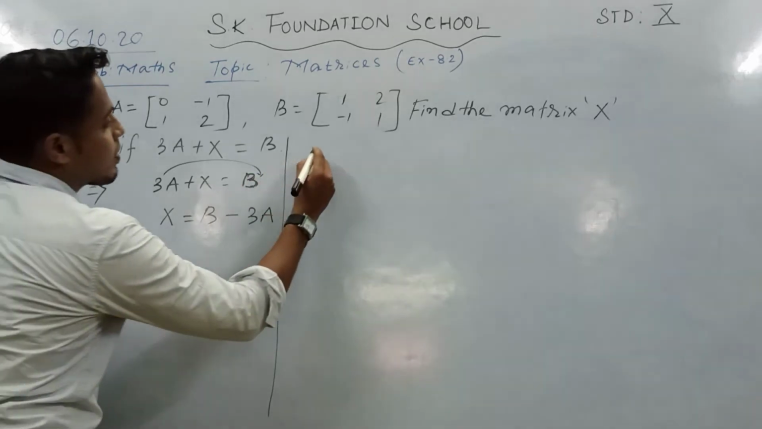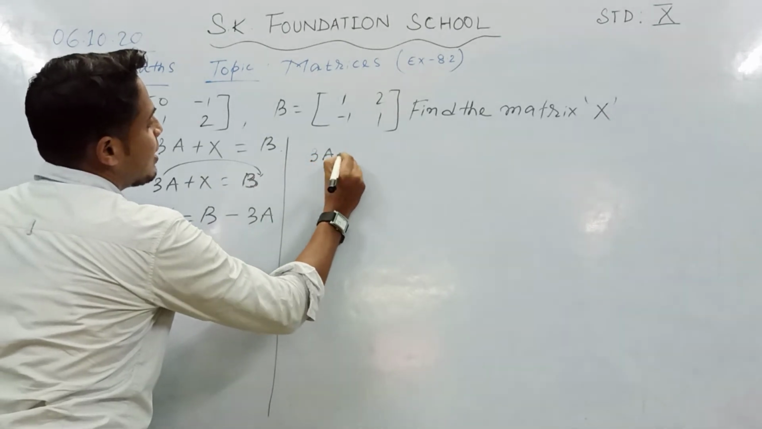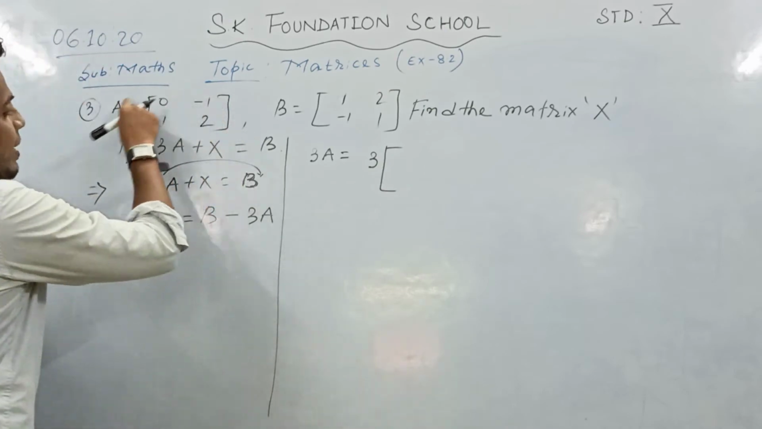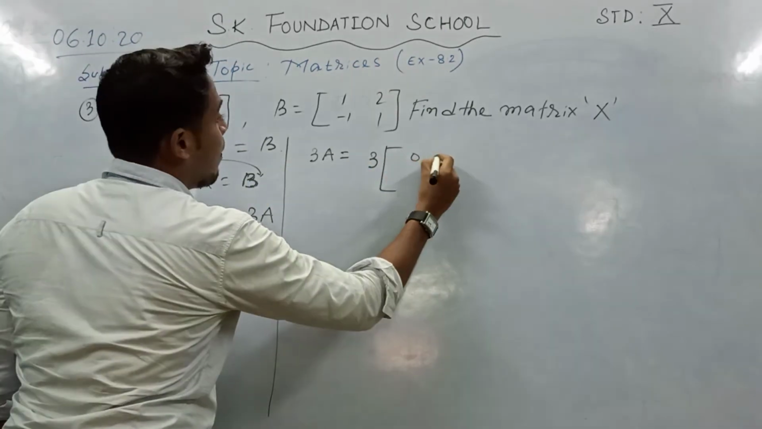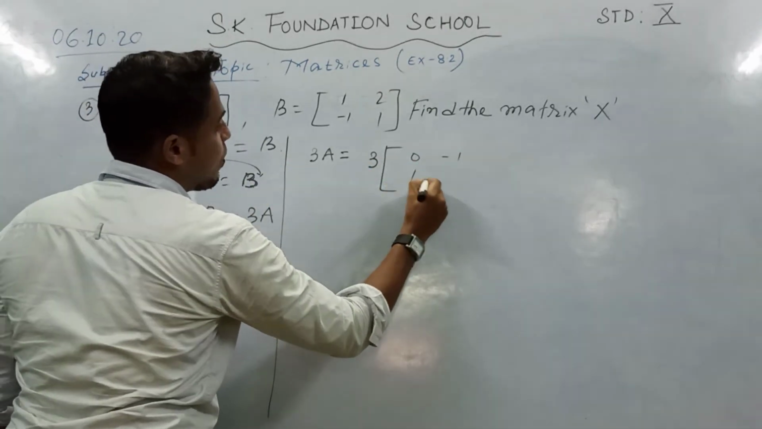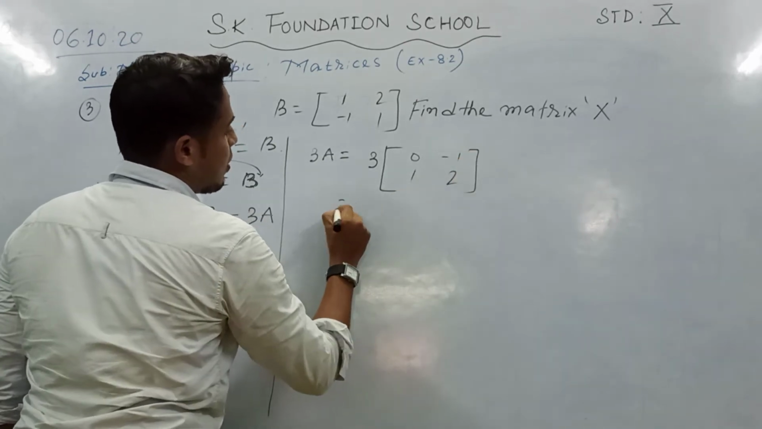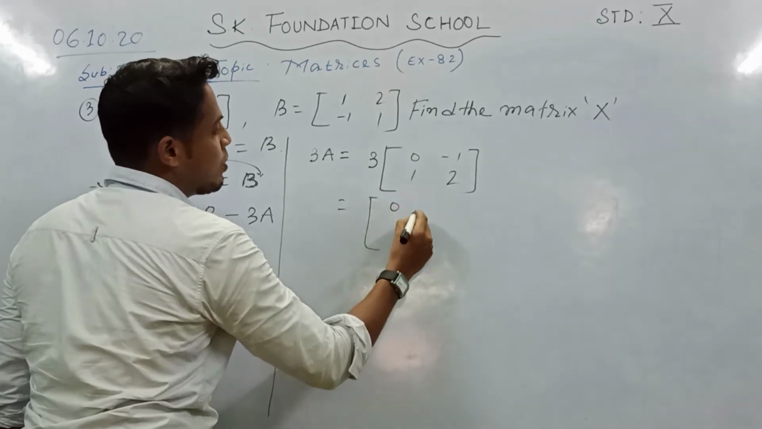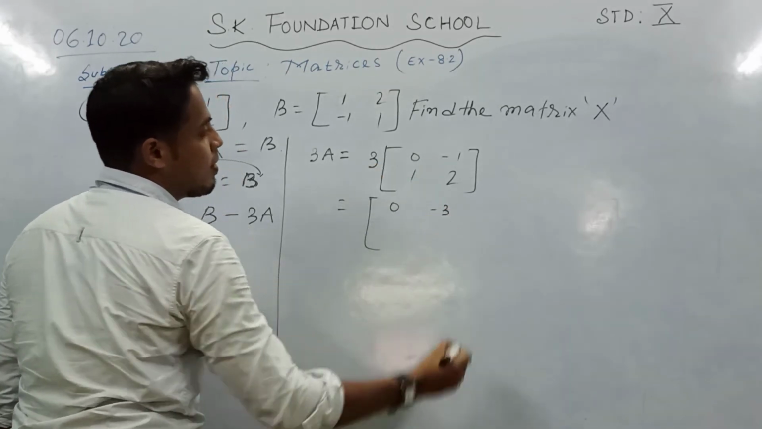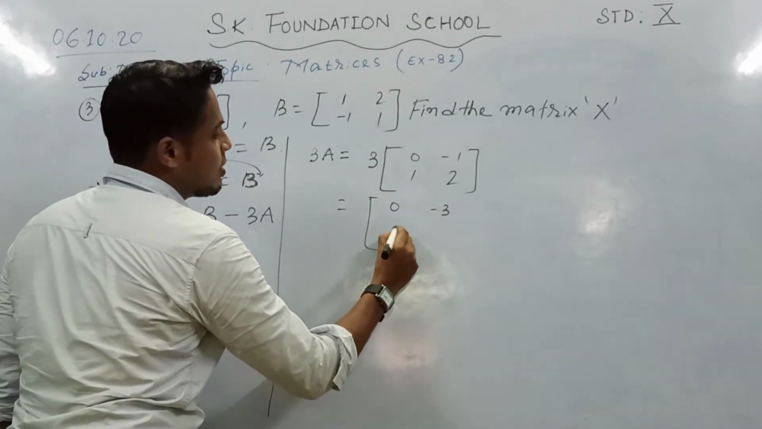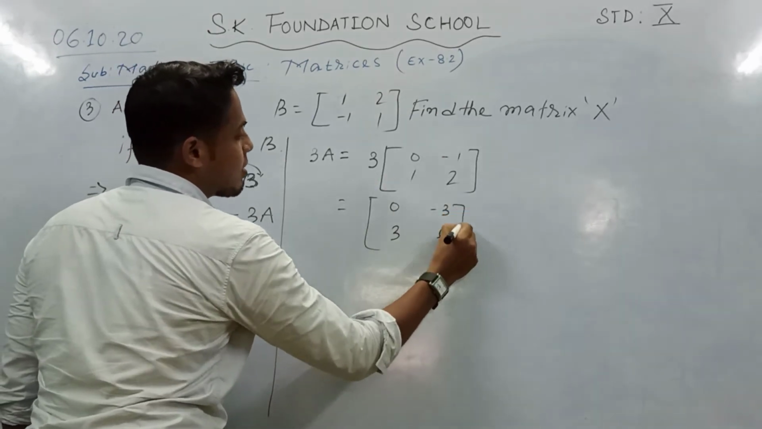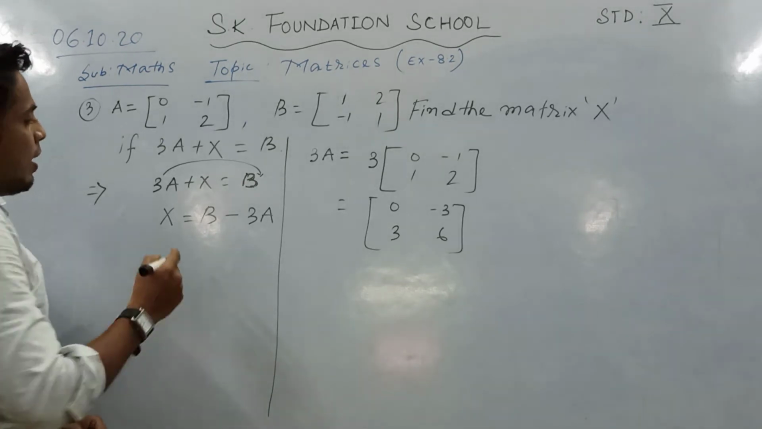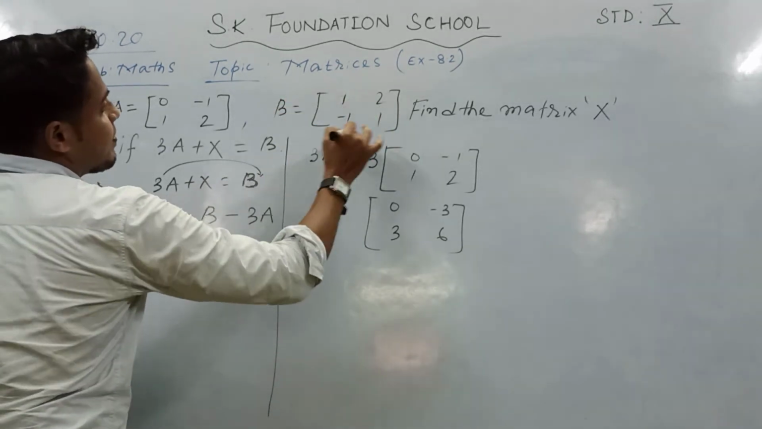So 3A equals 3 into matrix A, that means [0, -1; 1, 2]. So 3 into 0 is 0, 3 into minus 1 is minus 3, 3 ones are 3, 3 twos are 6. This is the value of 3A. And B is already given here.